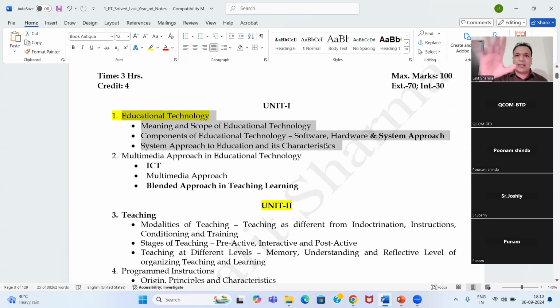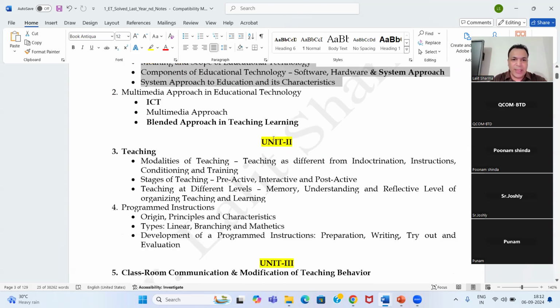Always questions comes, you will get the question. Who define the educational technology? What are the components of educational technology? Or sometimes questions comes, what are the approaches of educational technology? Approaches are three only. There are three approaches: hardware approach, software approach, and system approach, right?